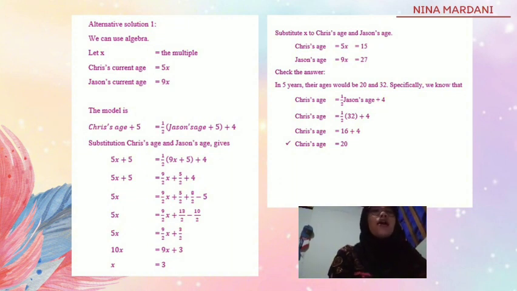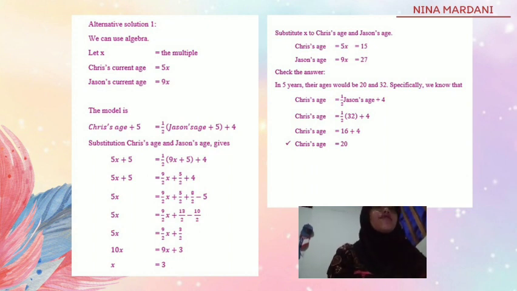5x plus 5 equals 9 over 2 x plus 5 over 2 plus 4. 5x equals 9 over 2 x plus 13 over 2 minus 10 over 2. 5x equals 9 over 2 x plus 3 over 2. 10x equals 9x plus 3. x equals 3.